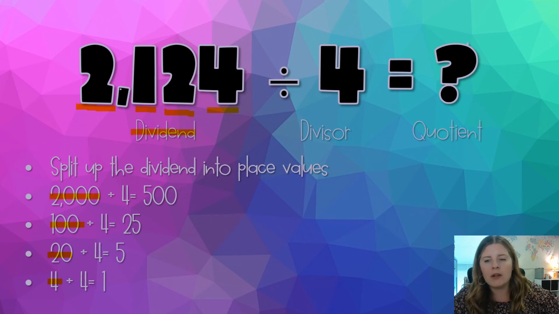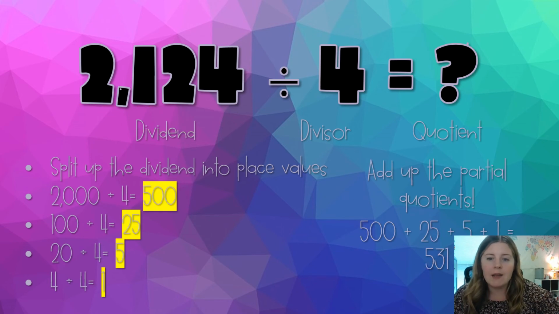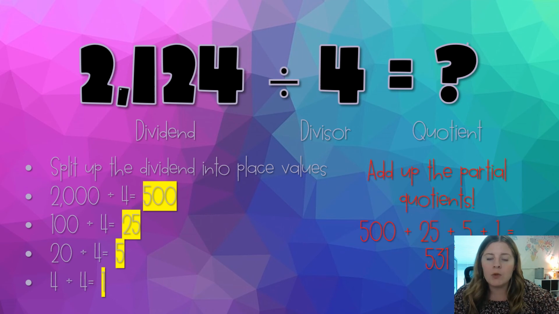So I wonder what our next step could be. So you might have already guessed it, but our next step is to add up the partial quotients. Our partial quotients are the answers to the partial division problems that we got whenever we split up the dividend into place values. So whenever we add together 500 plus 25 plus 5 plus 1, our end quotient or end result is 531.